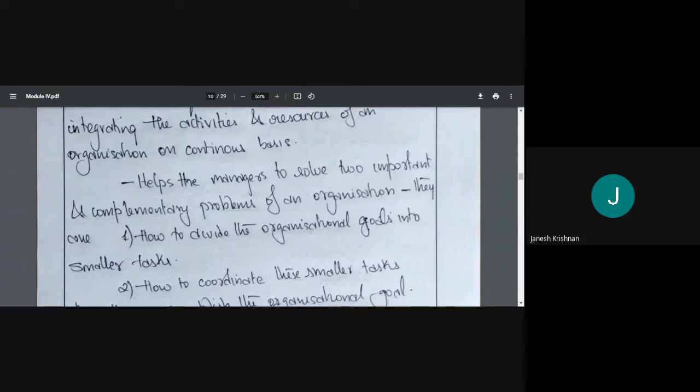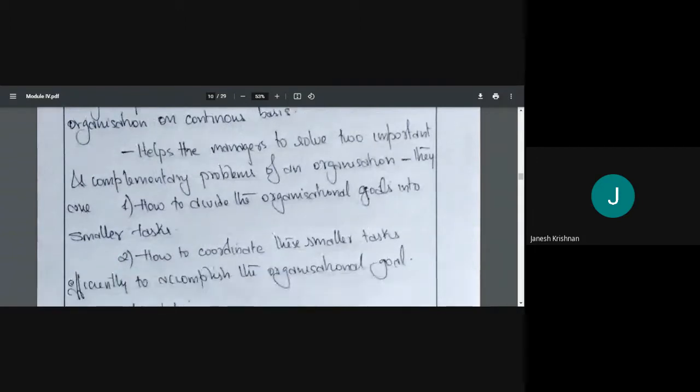We need to divide the goal into small tasks. So art is the main goal. That goal is to be divided into smaller tasks. So smaller tasks of stage department, on-stage department, off-stage department. Then your DJ party, like that. You need to have the departments, right?